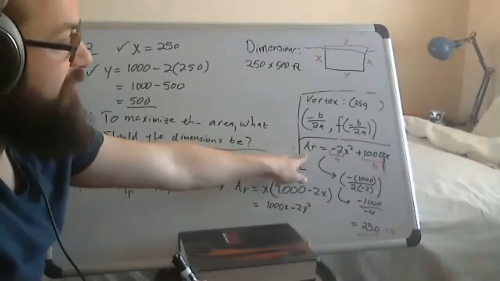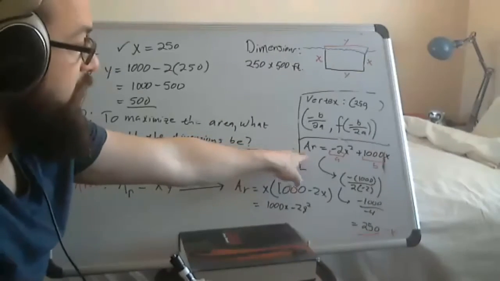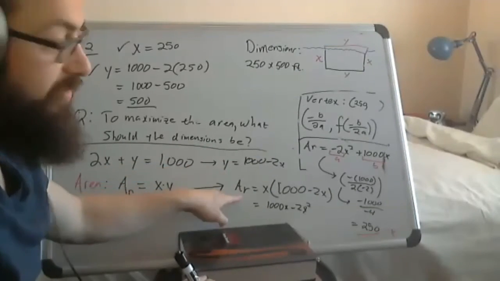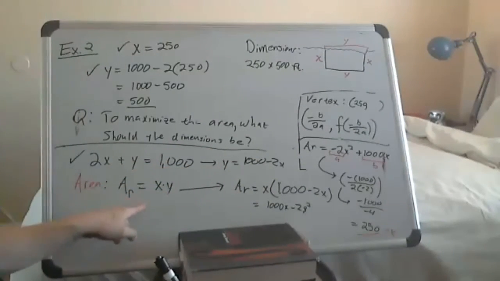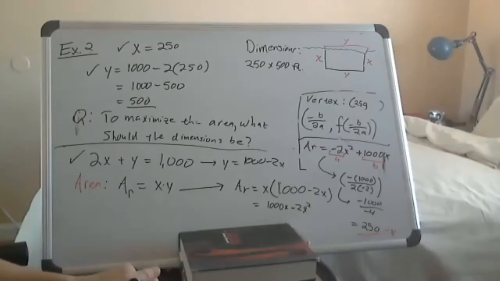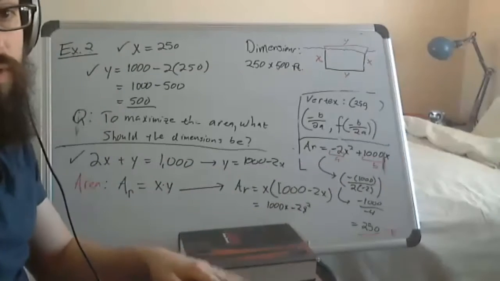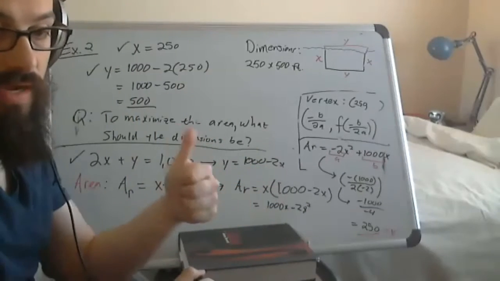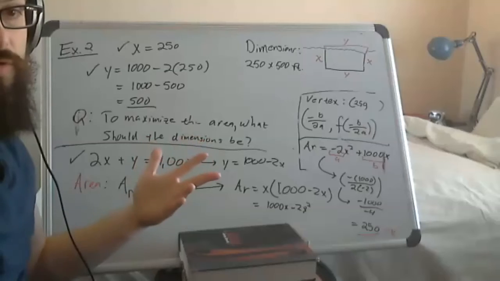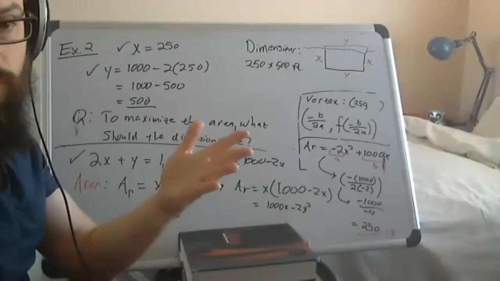Notice that I have labeled this differently, not y. This is like A sub r, or area of the rectangle. And y is still over here somewhere, separate from this. In fact, it's in the equation for the area of the rectangle. So we could easily take this 250, put it in here, and that would give us the maximum area. But we just wanted the dimensions. So yeah, totally correct.